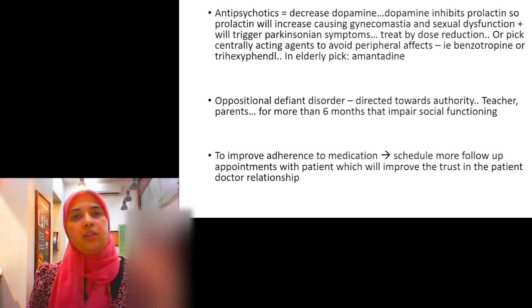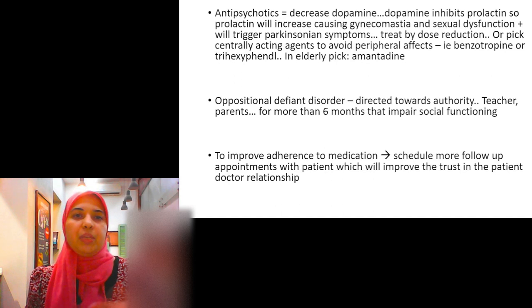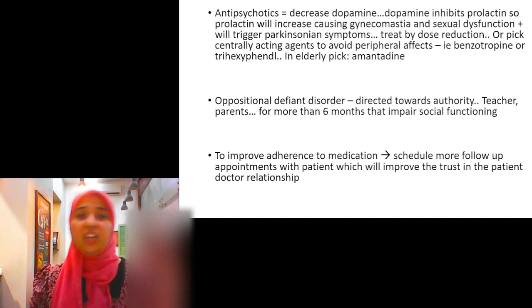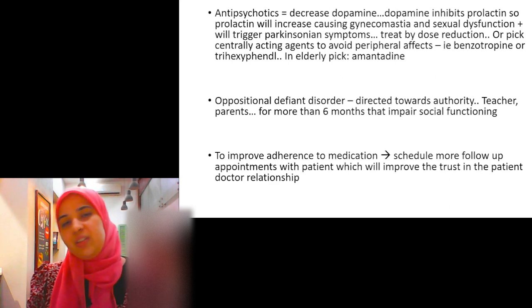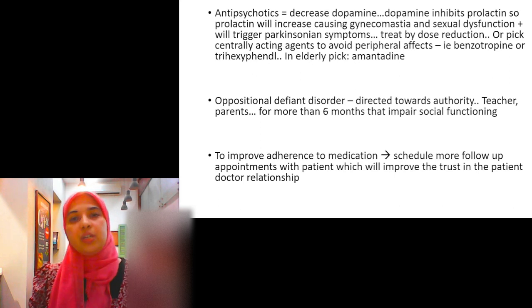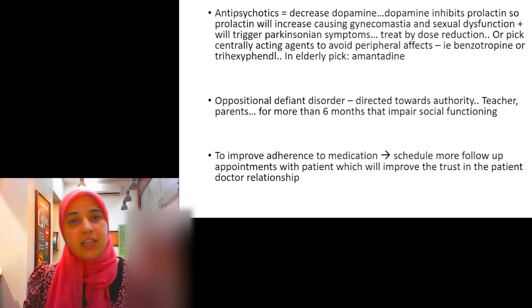Antipsychotics decrease dopamine. Dopamine inhibits prolactin. Remember, dopamine inhibits prolactin normally, so if I'm going to decrease it, you're going to get an increase in prolactin, and that's going to cause gynecomastia, which is a common side effect with some antipsychotics, as well as sexual dysfunction, and will trigger Parkinsonian symptoms. You want to treat it by a dose reduction or pick centrally acting agents to avoid the peripheral effects.